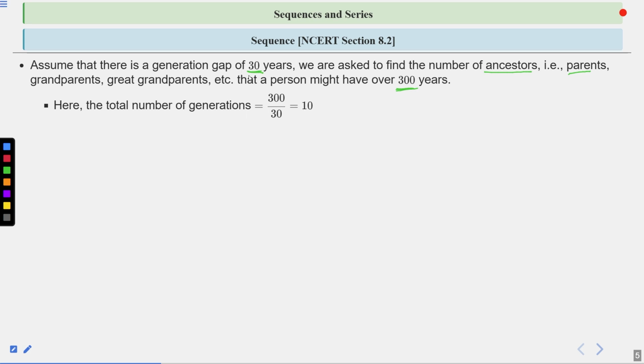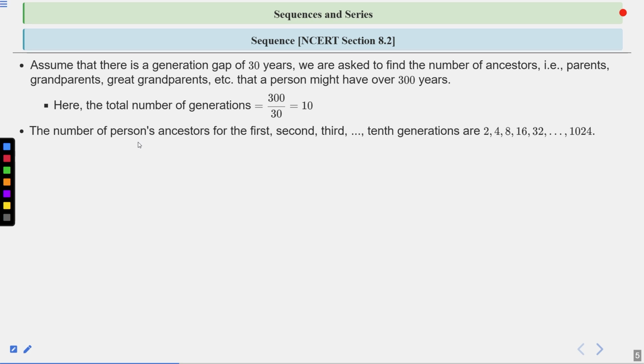We have 30 years of generation gap, and we have to find out the number of ancestors over the span of 300 years. So the total number of generations is simply 10. Why? We have a total span of 300 years, and in every 30 years there is a jump. Simple. So we have a total of 10 generations.